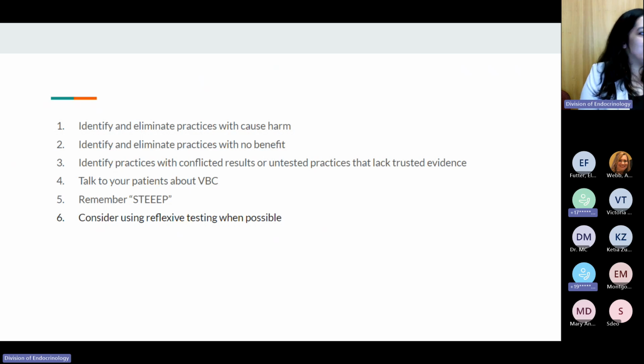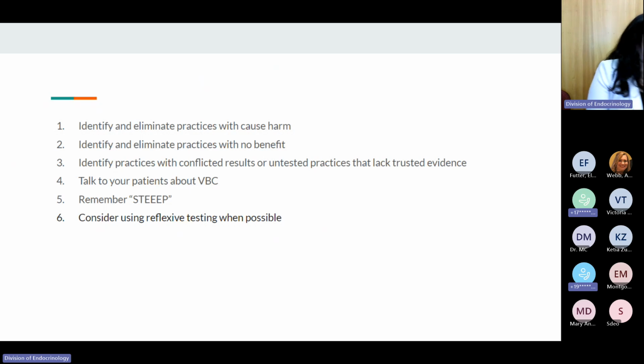Identify and eliminate practices with no benefit. This is a little harder and something we have to think about every day. So is it really going to change anything if I check that TPO antibody again? Probably not. Identify practices that have conflicted results, or untested practices, or lack evidence. So try to find evidence behind what you're doing, and that might change the way you do it. If there's no evidence, then have a discussion with the patient and make sure it's not causing harm, it's not overly costly, etc.